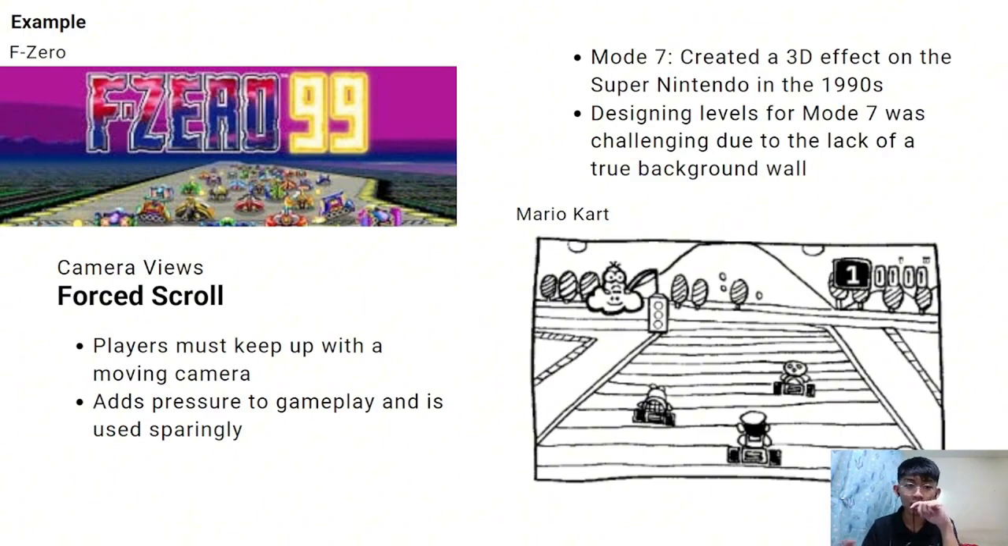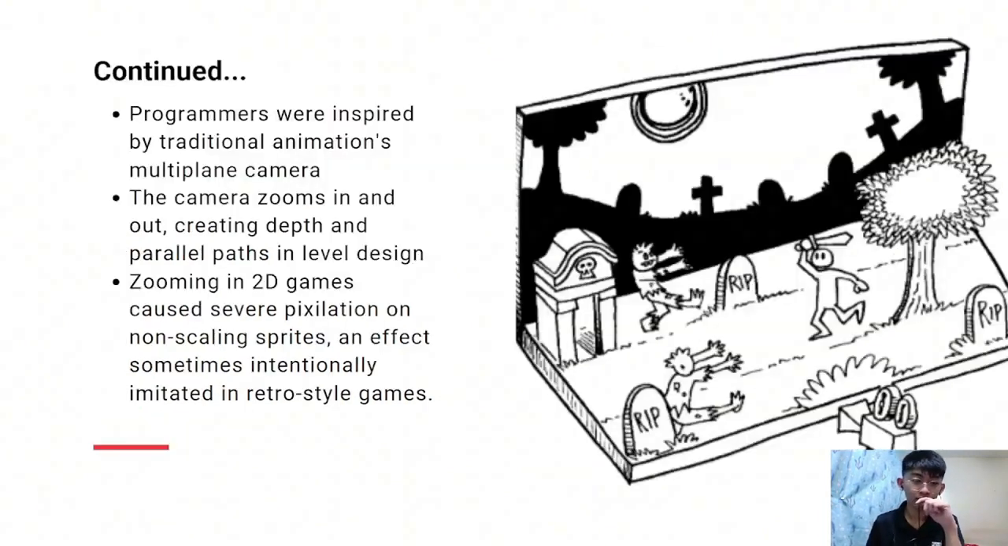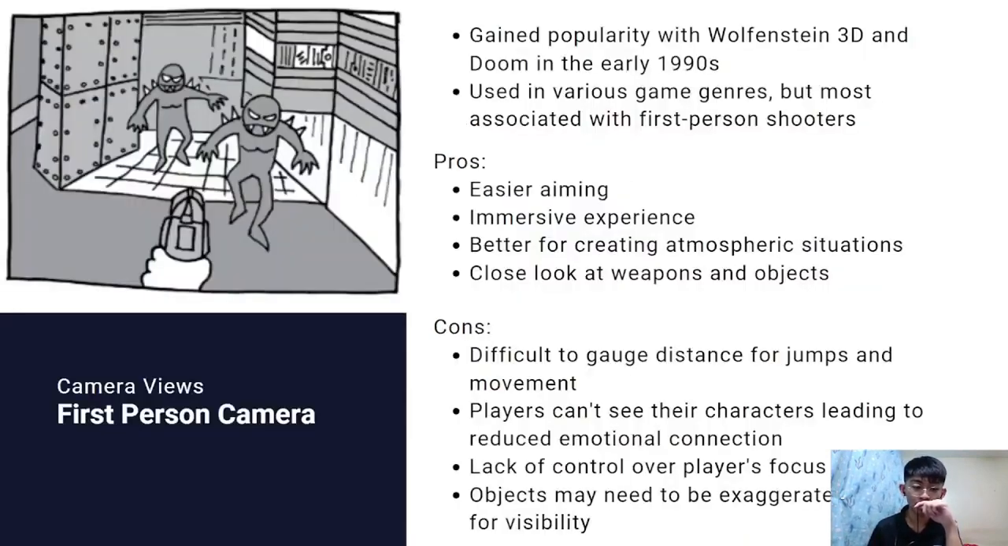The examples here are F-Zero and also Mario Kart, applying Mode 7, which is very challenging due to the lack of a true background wall. And programmers were inspired by traditional animation's multiplane camera, as zooming in 2D games caused severe pixelation on non-scaling sprites, which creates an effect that sometimes intentionally imitates retro-style games.